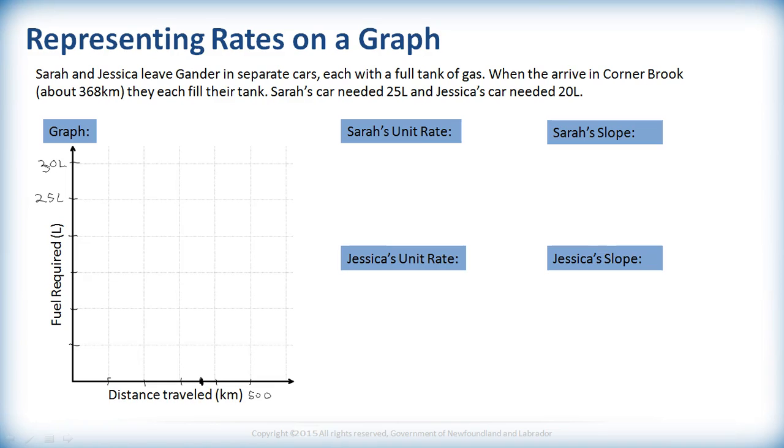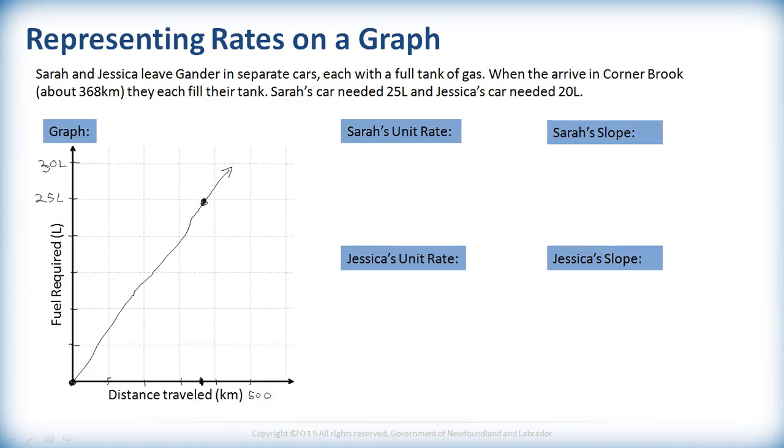All right, so we want to draw a graph for this. For Sarah, she started off, no gas used when 0 kilometers were traveled. And the only thing we really know is that at the end of her trip, she's traveled 368 kilometers and she's used 25 liters of fuel. So that would put another point here. And then we have to do our best to draw a line that connects those. This won't be a perfectly straight line, but you get the idea.